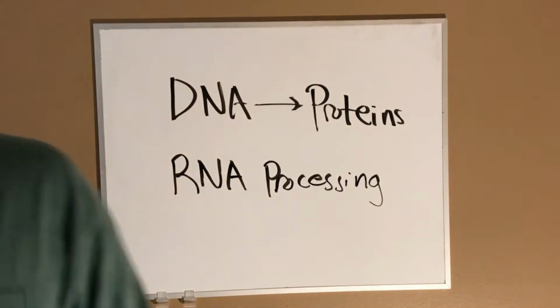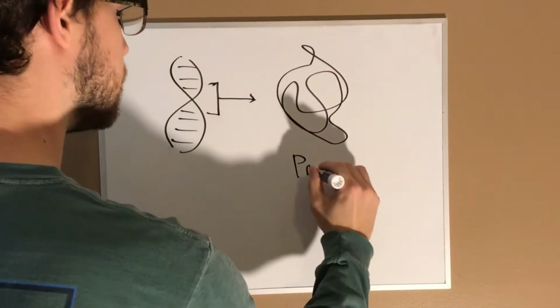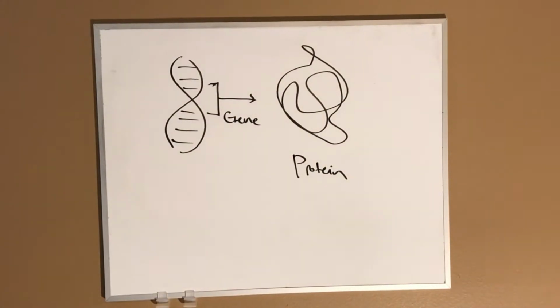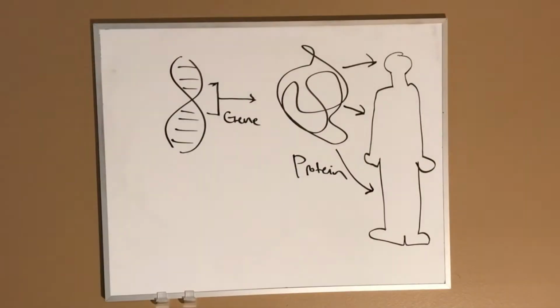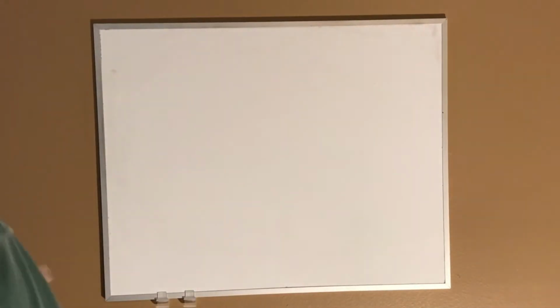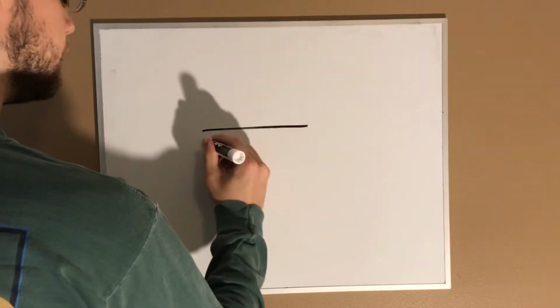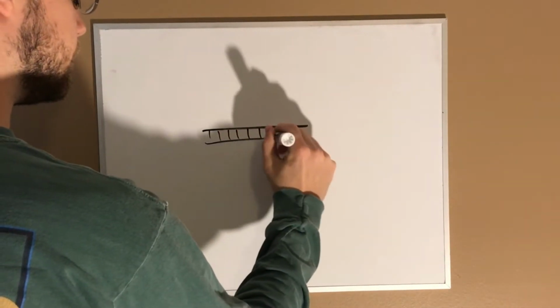Last lecture, we began learning how the DNA in our cells contains genes that code for the proteins within and outside our cells, performing a wide variety of jobs throughout the body. We studied the process of transcription in our last video, which is the creation of messenger RNA based on the nucleotide sequence of the gene.